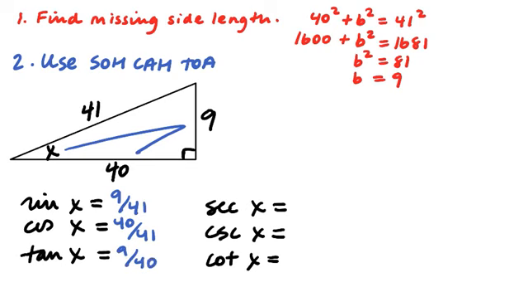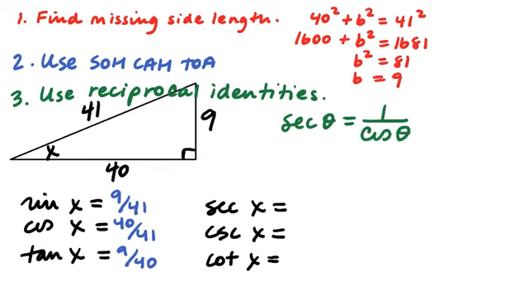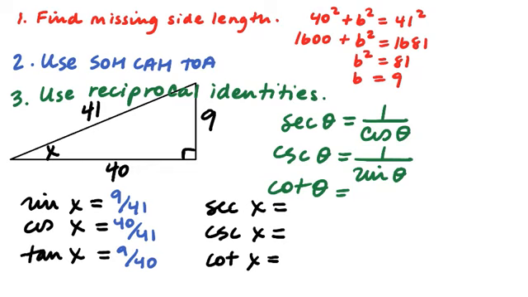There it is. Now to get the other ones, secant, cosecant, and cotangent, I'm going to use the reciprocal identities. Remember that secant is 1 over cosine, cosecant is 1 over sine, and cotangent is 1 over tangent.